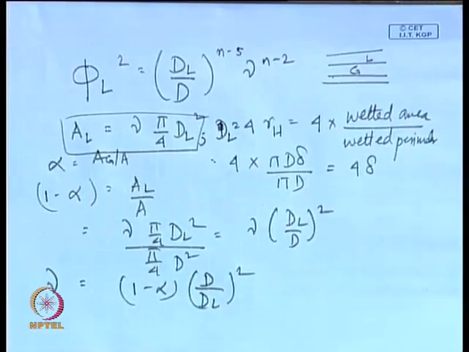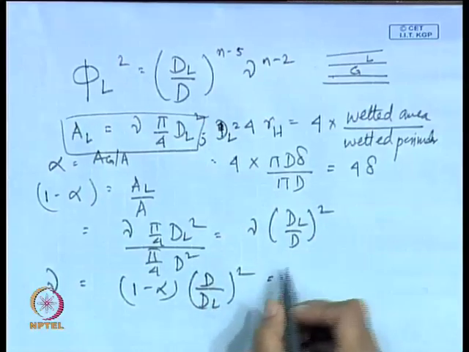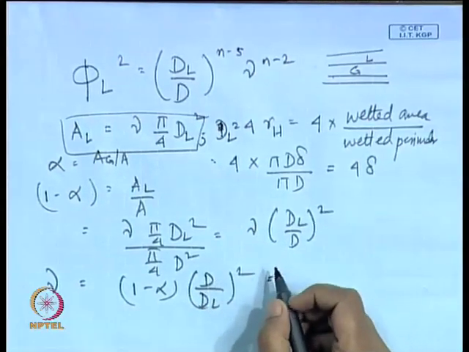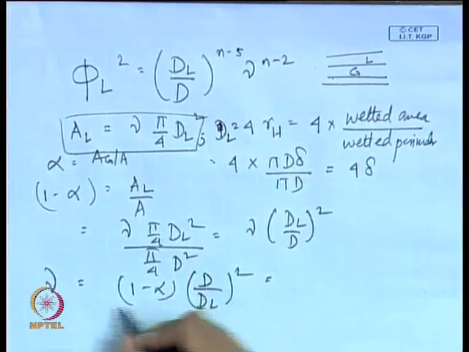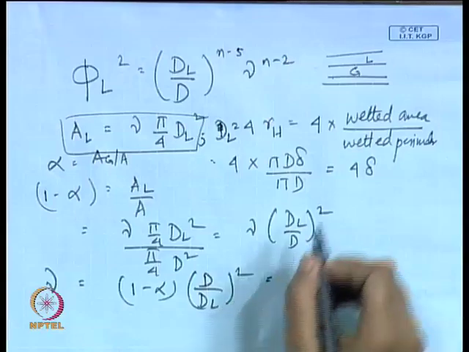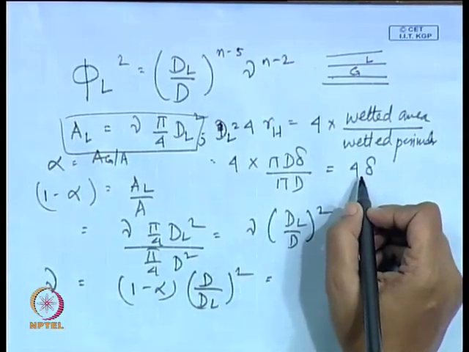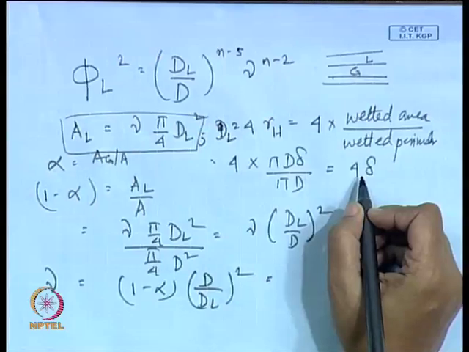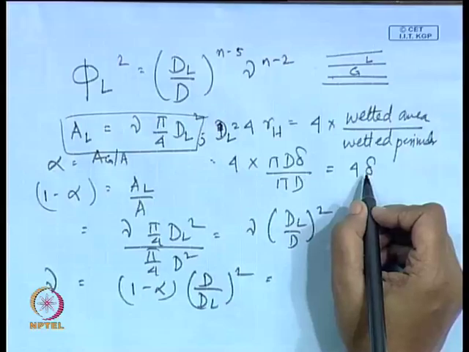fine. Okay. Or in other words, this can be written as 1 minus alpha (d by d_L) whole square, agreed. And now, what is this 1 minus alpha equal to? It is nothing but (d_L by d) whole square, and what is d_L? 4 delta. Is it clear to you?